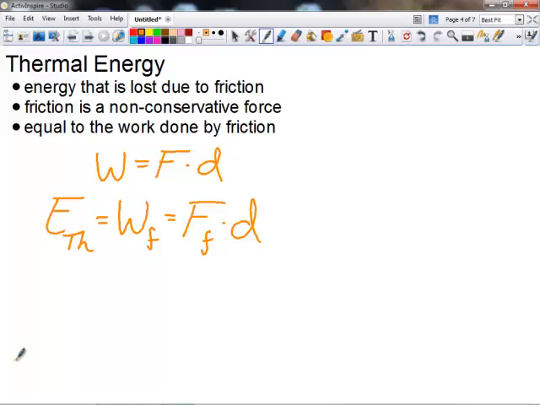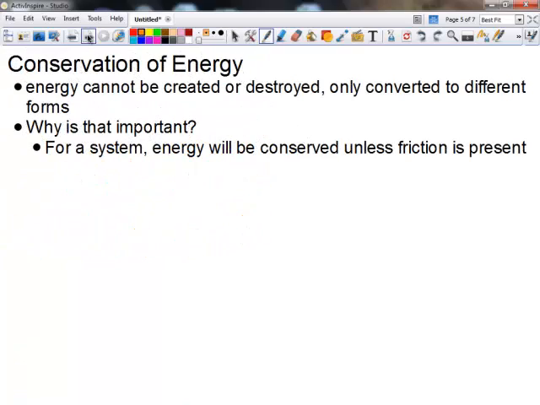So we talked about one of our problems before about the work done by friction. We can really relate that to force of friction times the distance. Alright, conservation of energy.